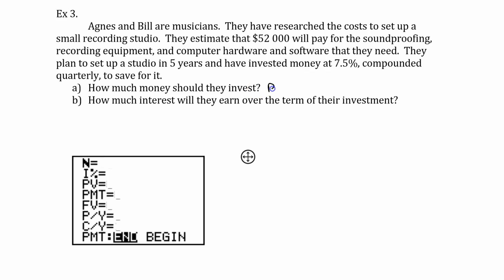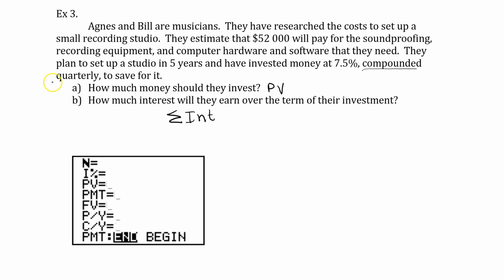So what we want to do is solve for present value. How much interest will they earn over the term of their investment? Okay, so we want to use our sum int. You could say future value minus the present value. We can do that, but just to highlight how awesome our TVM Solver is, we're going to be using the sum int formula.